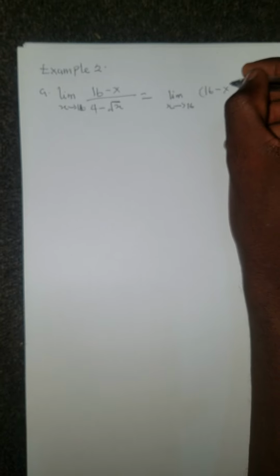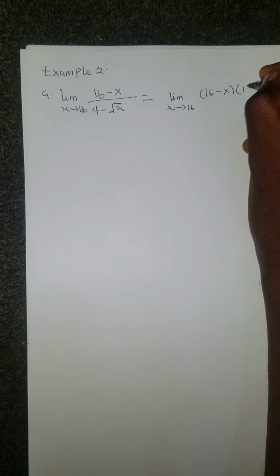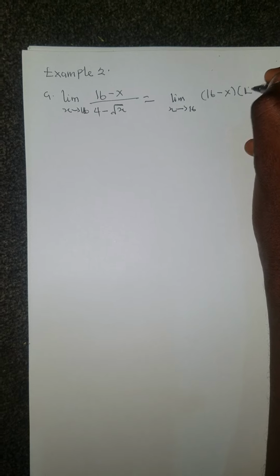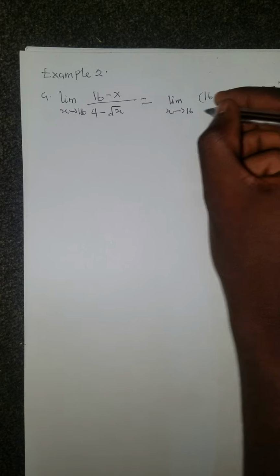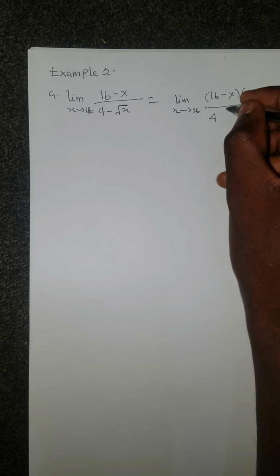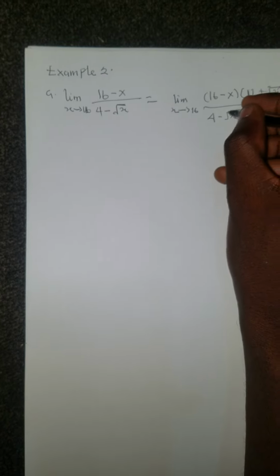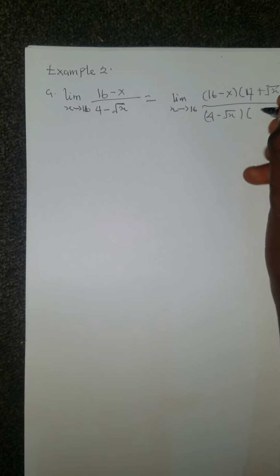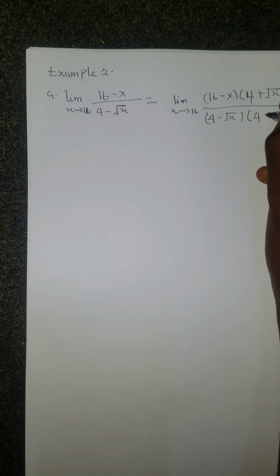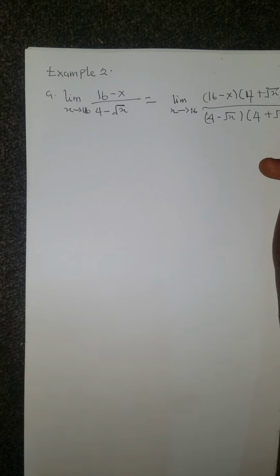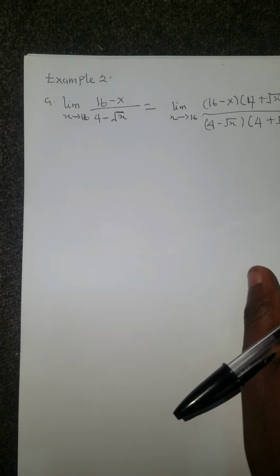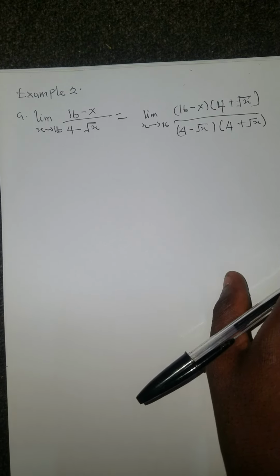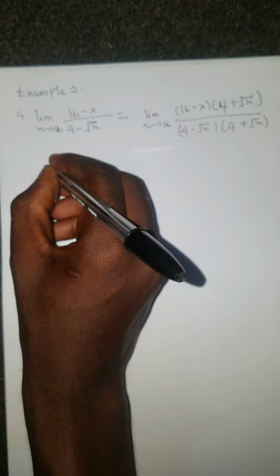16 minus x multiplied by its conjugate will be 4 plus root of x, all over 4 minus root of x multiplied by 4 plus root of x. So we have multiplied both the numerator and the denominator by the conjugate, and this is what we have.